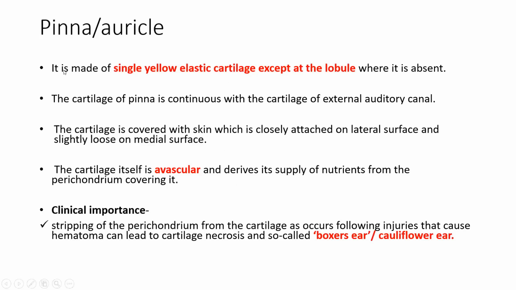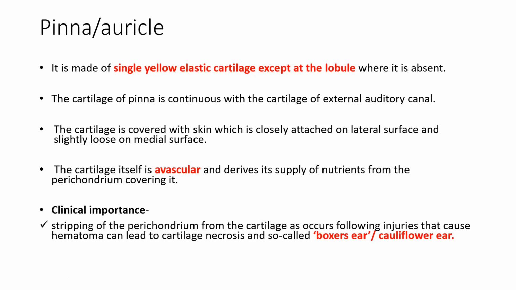So this is the theory portion related to the pinna. The pinna is made up of a single yellow elastic cartilage except at the lobule. The lobule doesn't consist of elastic cartilage. The lobule is devoid of cartilage. Beside the tragus, there is the incisura terminalis, which is also devoid of cartilage. So there are two places in the pinna where the cartilage is absent.